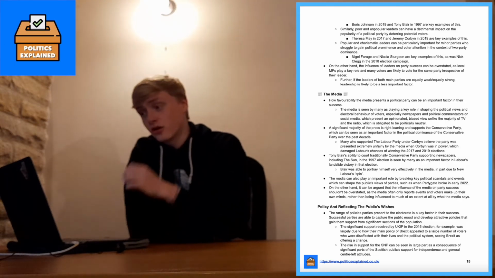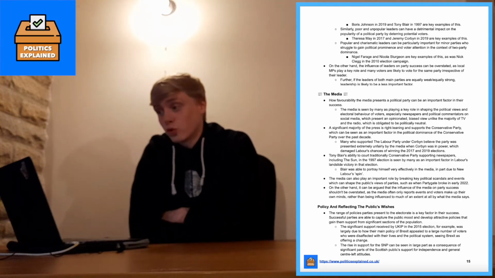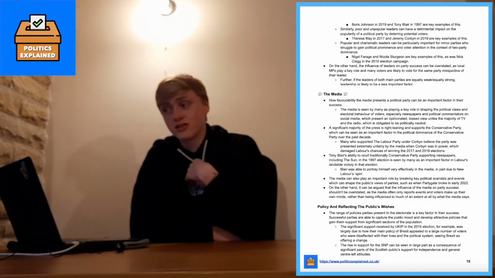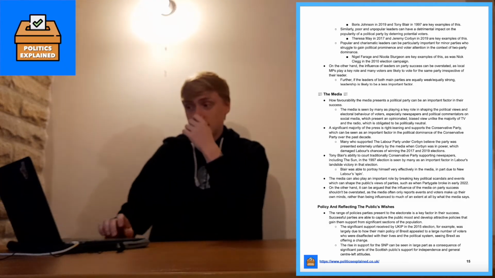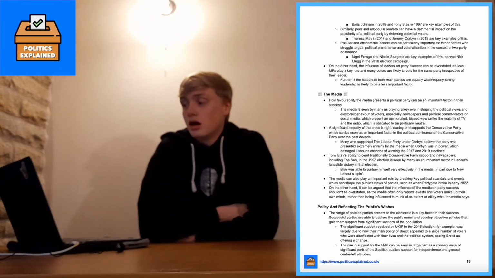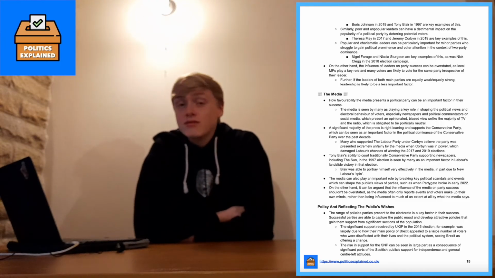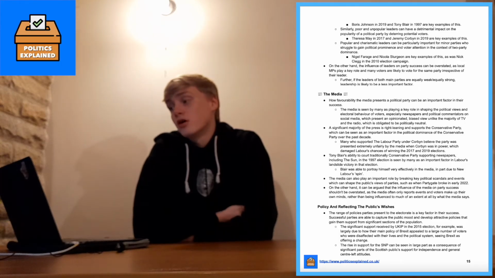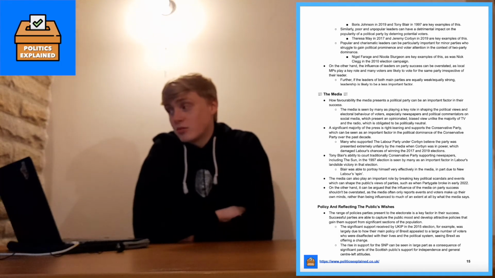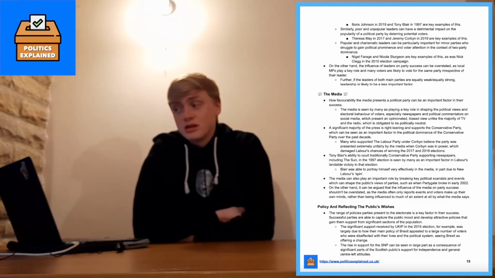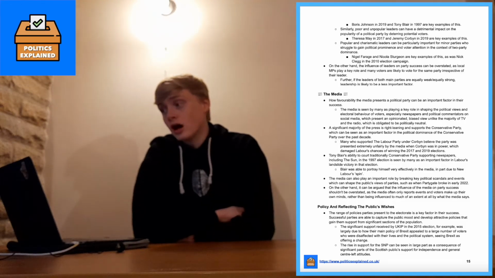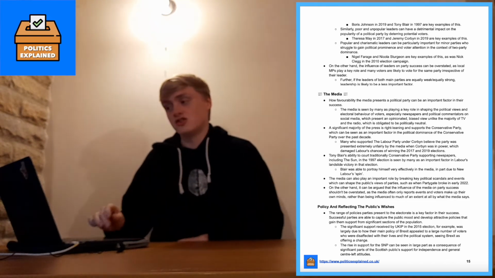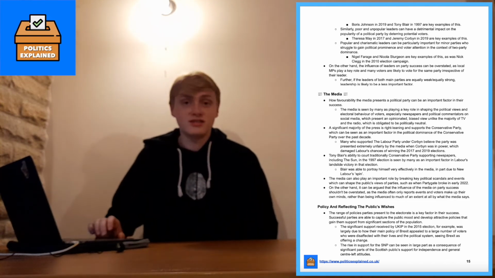A significant majority of the press is right-leaning and supports the Tory party, which could be seen as an important factor in the political success and dominance of the Tory party over the past decade. Many who supported the Labour Party under Corbyn believe that this right-wing dominance in the press resulted in Corbyn and the Labour Party being presented extremely unfairly by the media, which is argued by many to have damaged the chances of winning the 2019 and 2017 general elections.